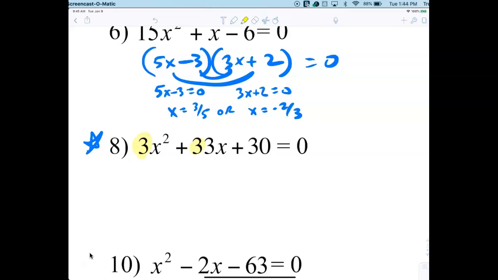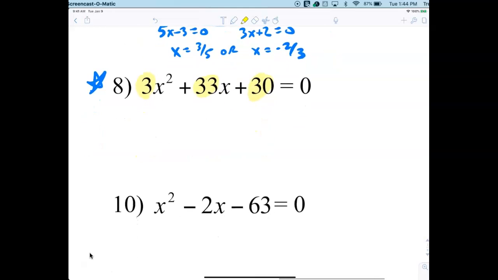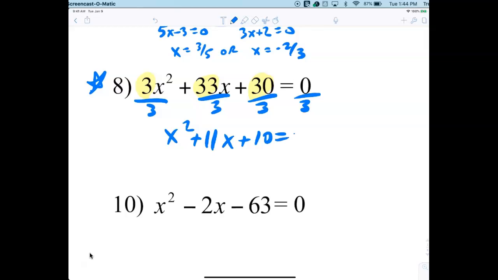What do I notice right off the bat? There's a common 3. Does everybody agree? So I have to divide everything through by 3. Notice what I'm doing. Dividing by 3, dividing by 3, dividing by 3, because 0 divided by 3 is still 0. So x squared plus 11x plus 10 equals 0.